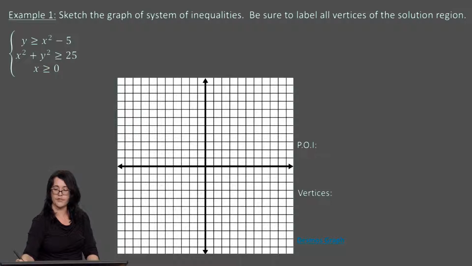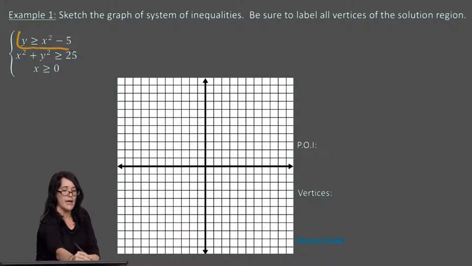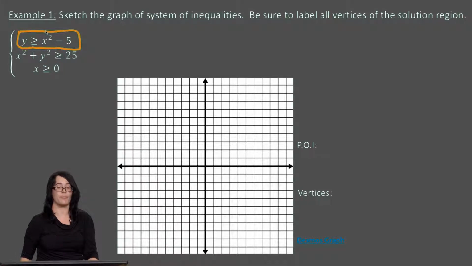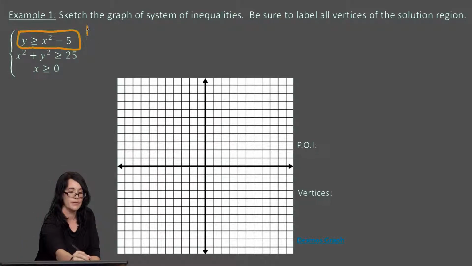So looking at the first one here, let's get a color here, maybe orange. What kind of graph is represented in y is greater than or equal to x squared minus 5? That's right, it's a parabola.